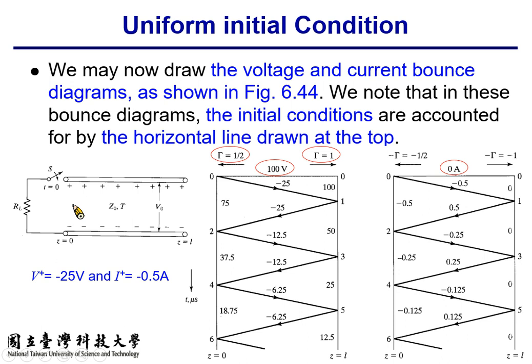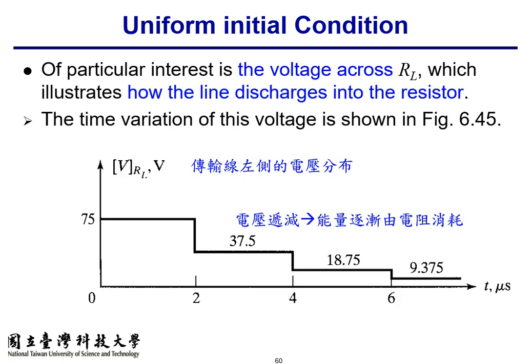Okay, so if we keep track of the voltage or current time variation at a specific point, we can draw a plot like this. This is drawn at which place? Z equal to 0. Okay, that's the left hand side. So before t equal to 0, it's actually 100. Then at t equal to 0, it drops, because V plus equals -25. So starting at t equal to 0, you have 75 volt, and then at t equal to 2 microseconds, it's 37.5, and then it becomes 18.75.